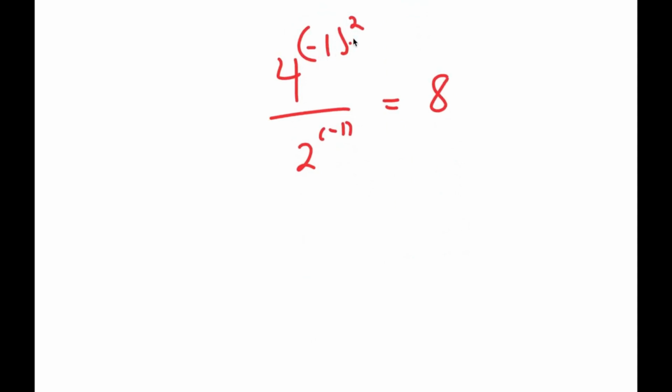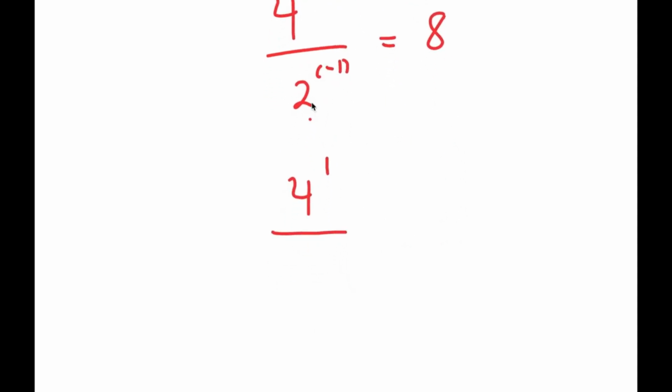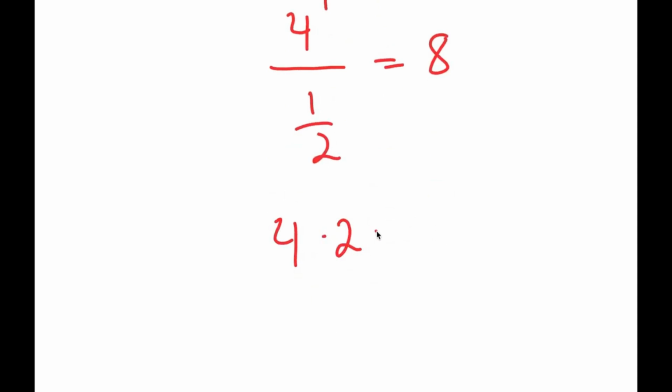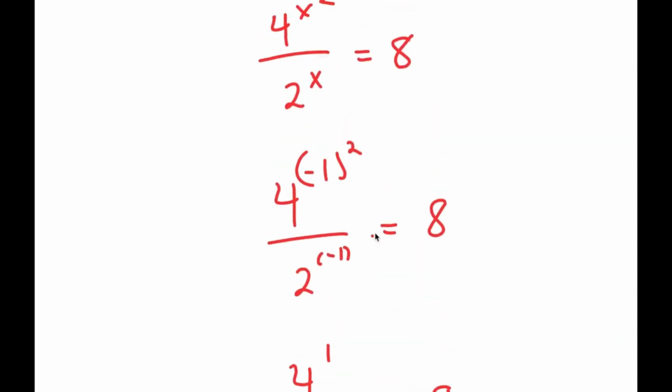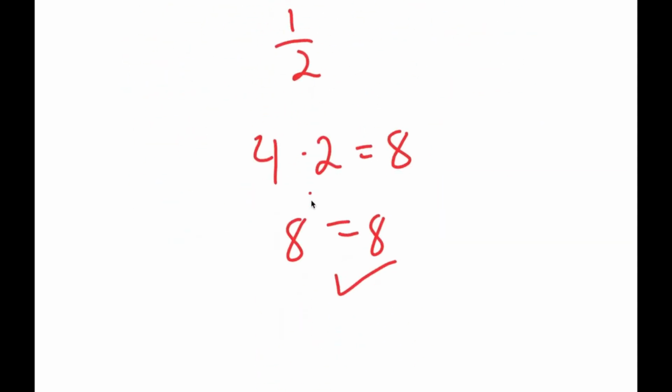So 4 to the power of negative 1 squared is the same thing as 4 to the power of 1 because negative 1 squared is just positive 1. And 2 to the power of negative 1 is 1 over 2. So this turns into 4 times 2 is equal to 8, and 8 is equal to 8. Now I'm going to check x equals 3 over 2.